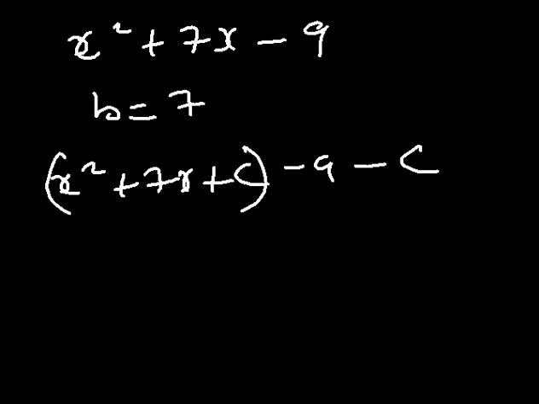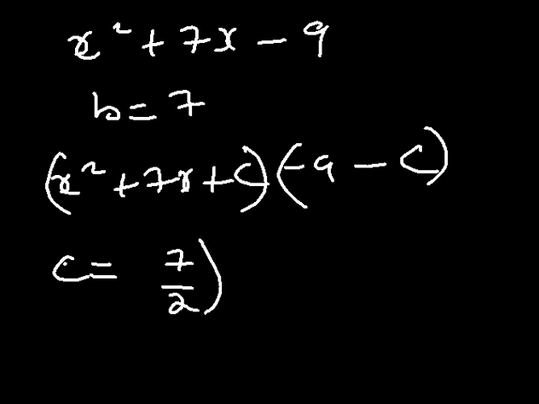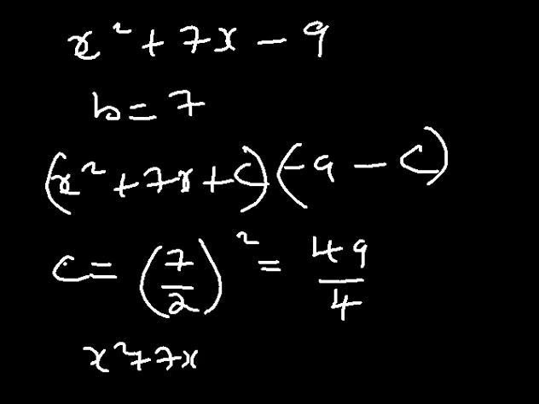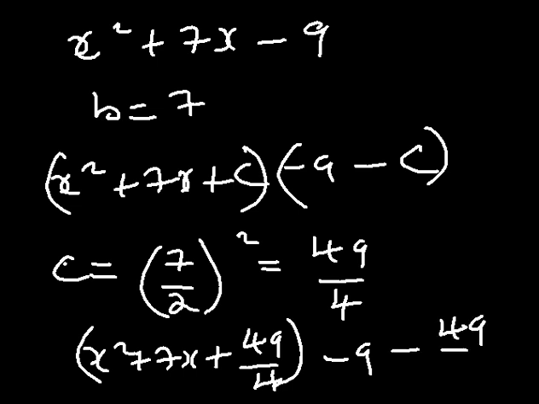And we should group them in this way. Now for this case, we'll have the value of c given as (7 divided by 2) to the power 2. That will be given as 49 divided by 4. Now we have x squared plus 7x plus 49 over 4, then negative 9 minus 49 over 4. That will be given as that.